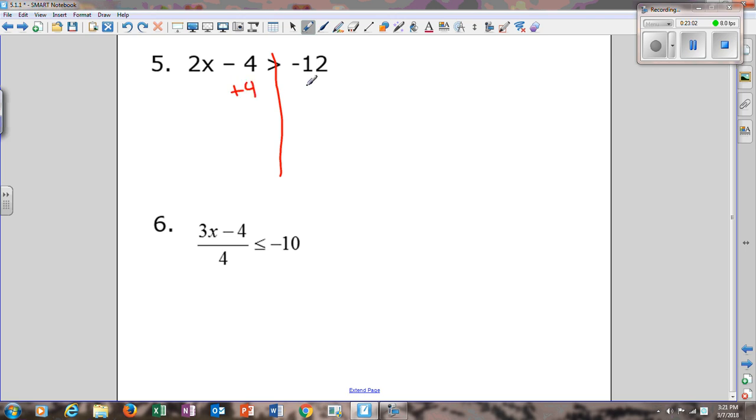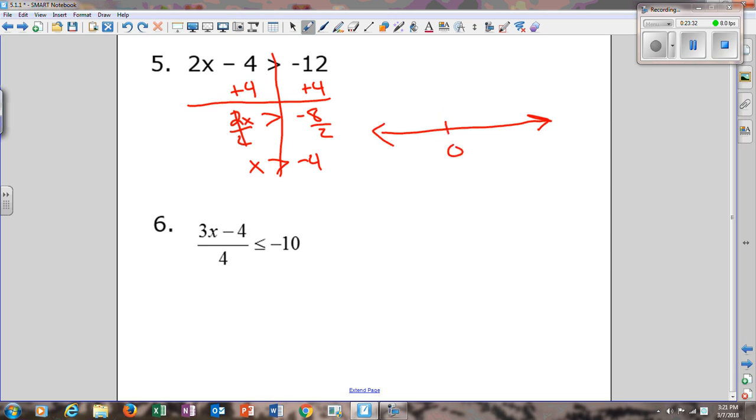Start by adding 4 to both sides. That gives you 2x is greater than negative 8. Divide by 2. X is greater than negative 4. Now we divided by 2. It was a positive number that we divided by. So we don't have to flip this sign. Just one of the common mistakes I see people make. Start with 0. Go back to negative 4. It's greater than, so it's an open circle and shaded to the right.